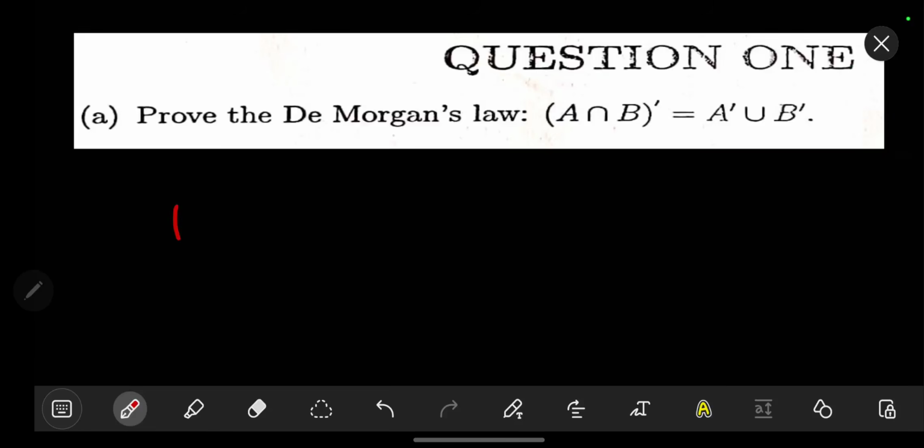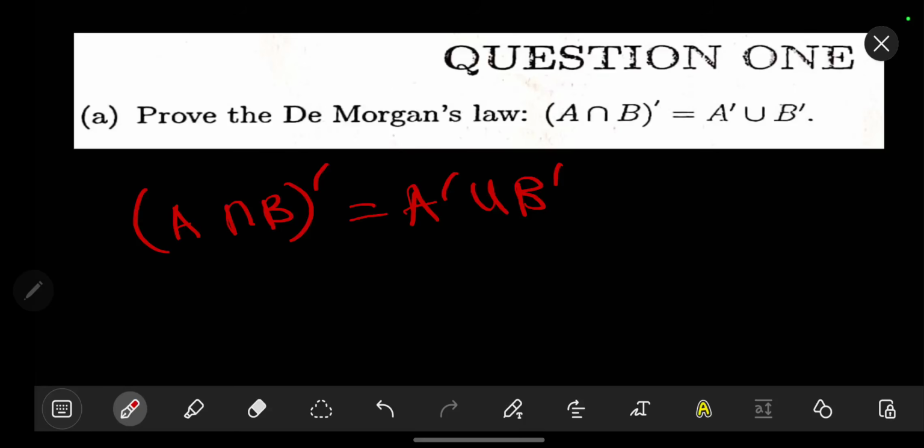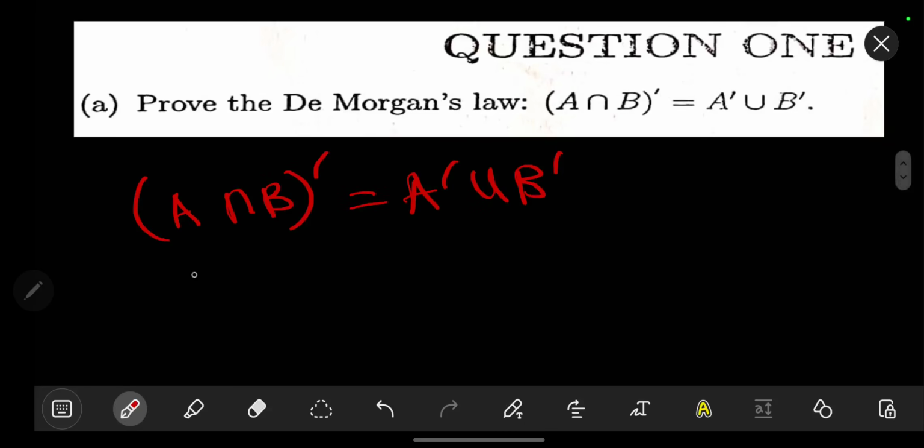So we have our (A intersection B) complement should be equal to A complement union B complement, like that. So now to prove De Morgan's rule, we are going to take the left hand side, which is this side, take it to the right hand side. So in other words, you must be able to get this, then take it the other side. So we are going to say to the right hand side, like that.